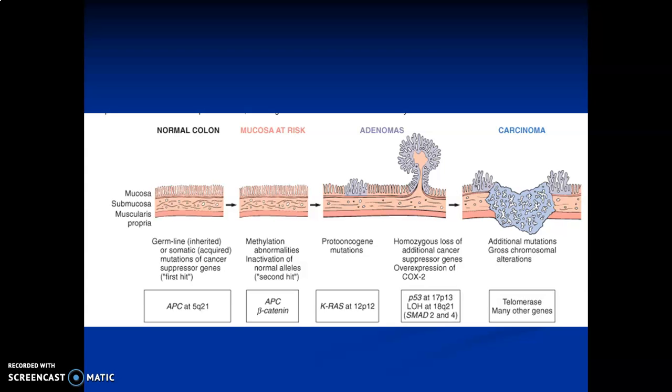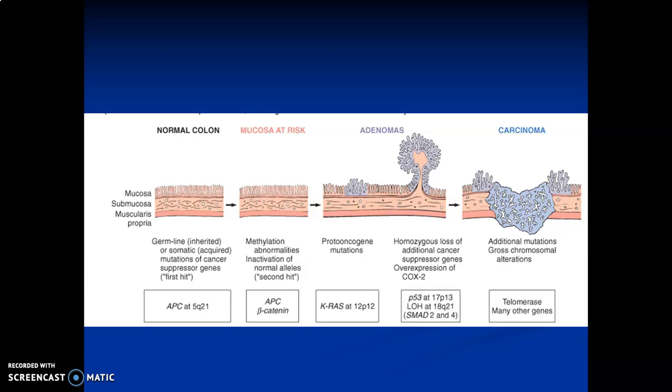So the adenoma-carcinoma sequence leads to carcinomas. The evolution of carcinomas is from adenomas, from hyperplasia, from normal colon. So the normal colon is transformed into carcinoma via adenomas.